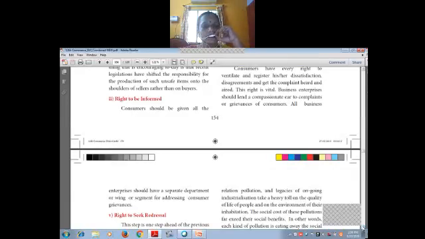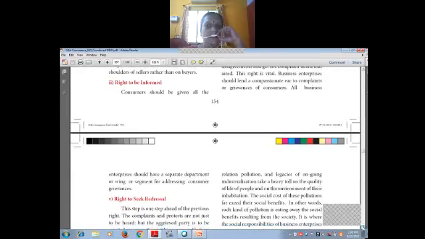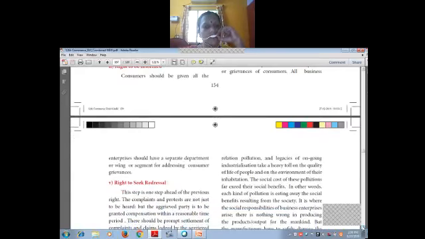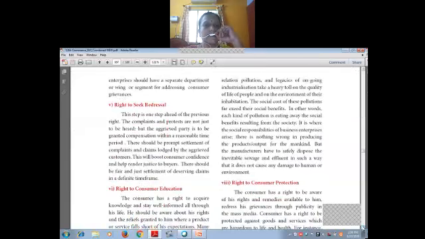Some companies have a separate department for addressing customer grievances. So that they should follow, so that we are heard. So we have all the right to give complaints. Whatever grievances we are having, we have to go and share with that particular business people. Okay, and then right to seek redressal.